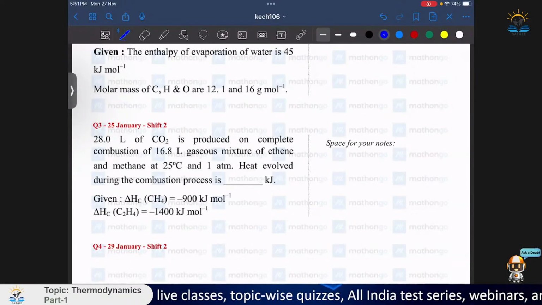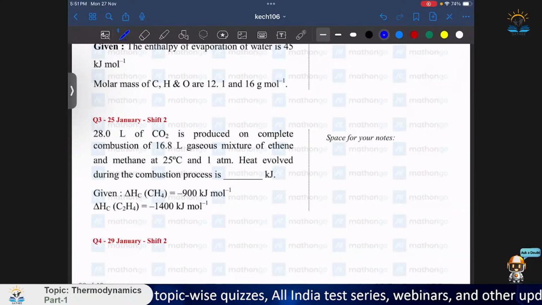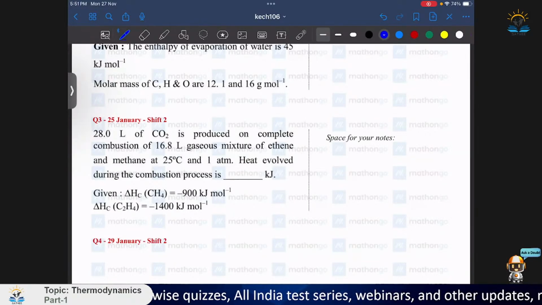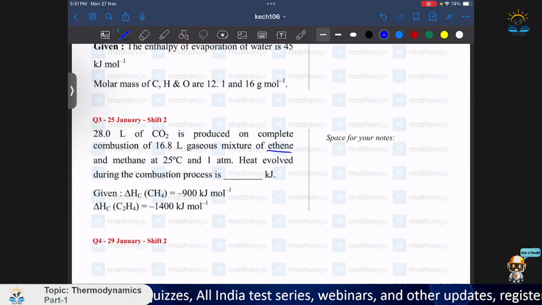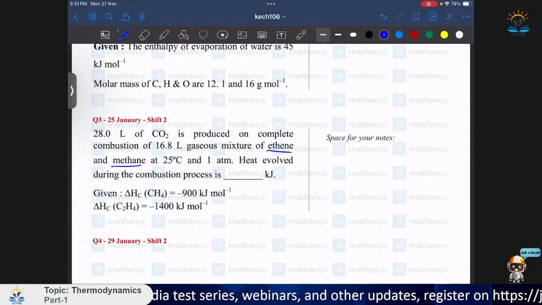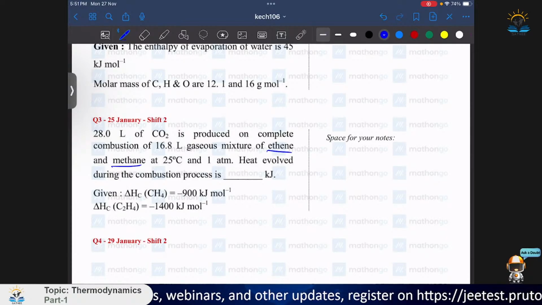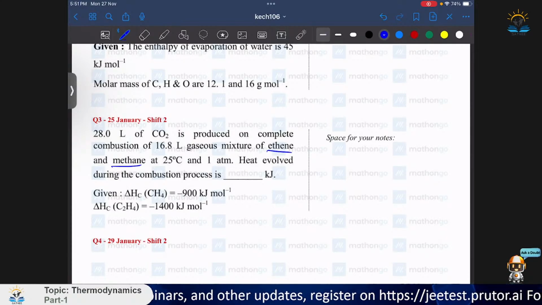Next question says 28 liter of carbon dioxide is produced on complete combustion of 16.8 liter of gaseous mixture of ethene and methane. The heat evolved during the combustion process, they have asked. So let's write the equation first.